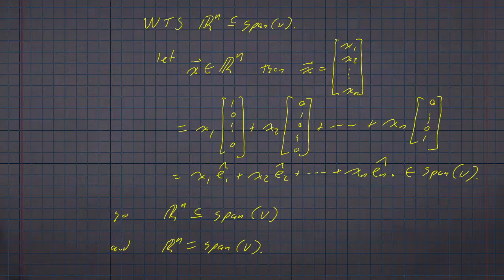And since we also had already established that span V is a subset of Rn, subset inclusion both ways is the definition of set equality. There we have it.